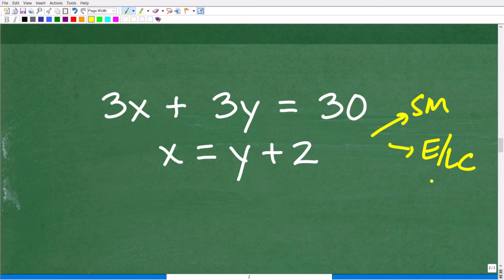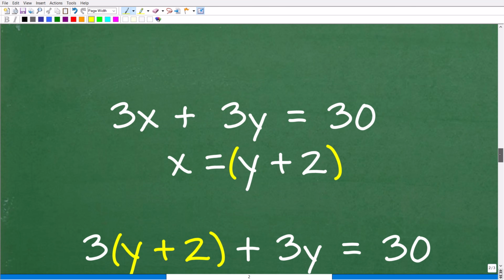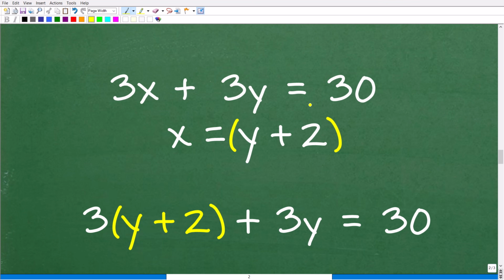Both are very good, but this particular problem is going to be very easy to solve with the substitution method because of this right here. So let's go ahead and take a look at how we're going to do that. First things first, we have 3x plus 3y is equal to 30, and x is equal to (y plus 2). Now notice I'm putting some parentheses around y plus 2.